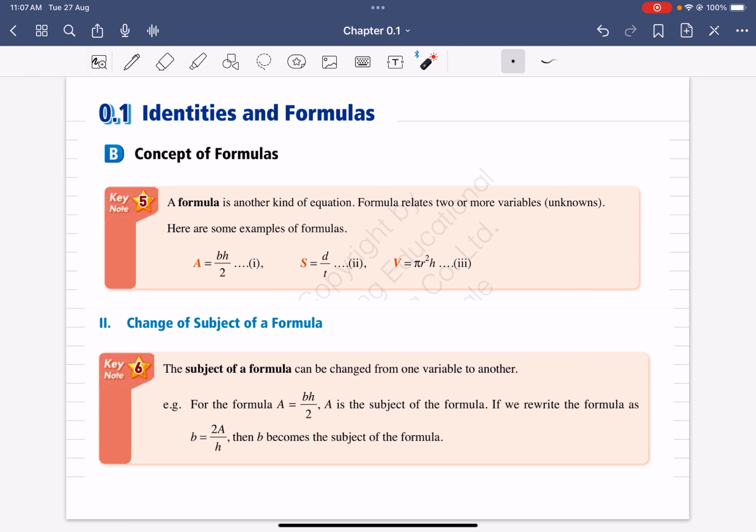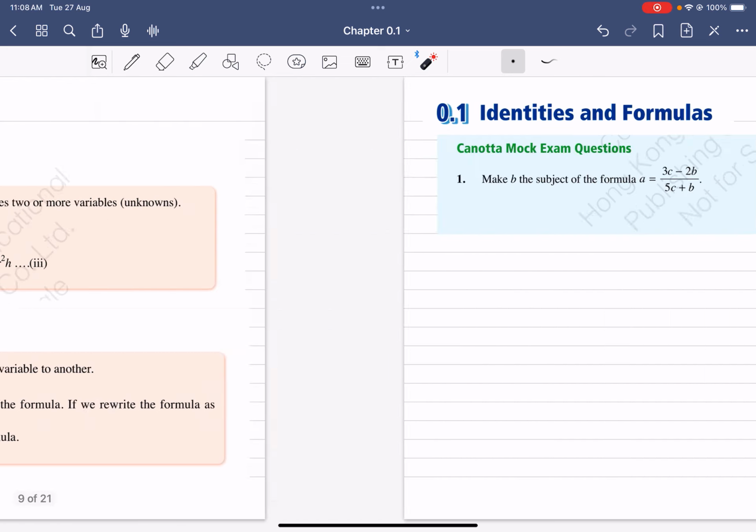And for the formula, we would like to change the subject. Now this is a very important concept. You've learned it in Form 2, and somehow you will see it quite often later on. So change of subject. Maybe, for example, A equals bh over 2. I don't want A on the left hand side. I want, let's say, b on one side, the other things on the other side. Then you have to make sure that the formula is correct.